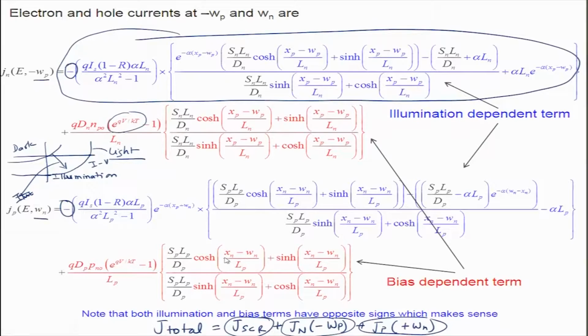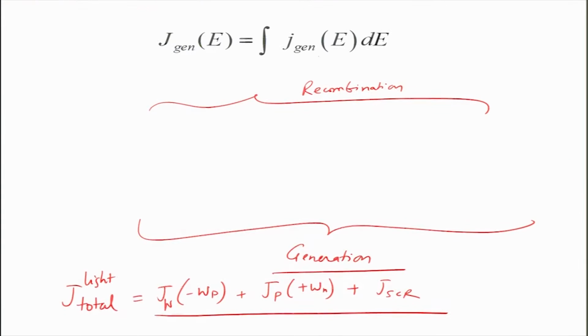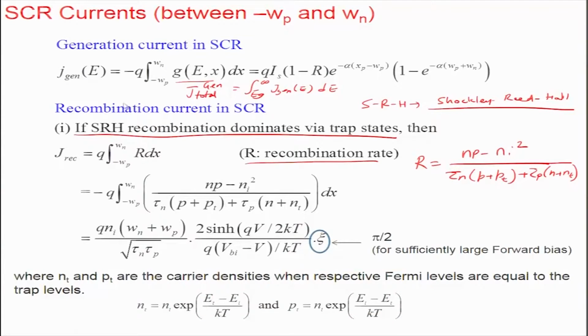Obviously, if you make the illumination equal to 0, it should take us back to the PN junction in dark. So that should be doable, and I will leave that as an exercise for you: what happens when you make the illumination equal to 0, then the PN junction should work like a PN junction in dark. So, this is what the total current was, and then we did this analysis for the SCR current.